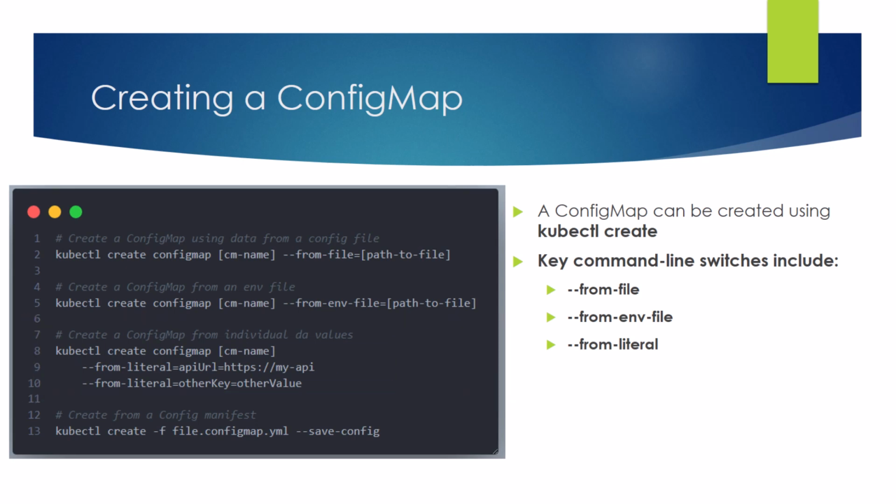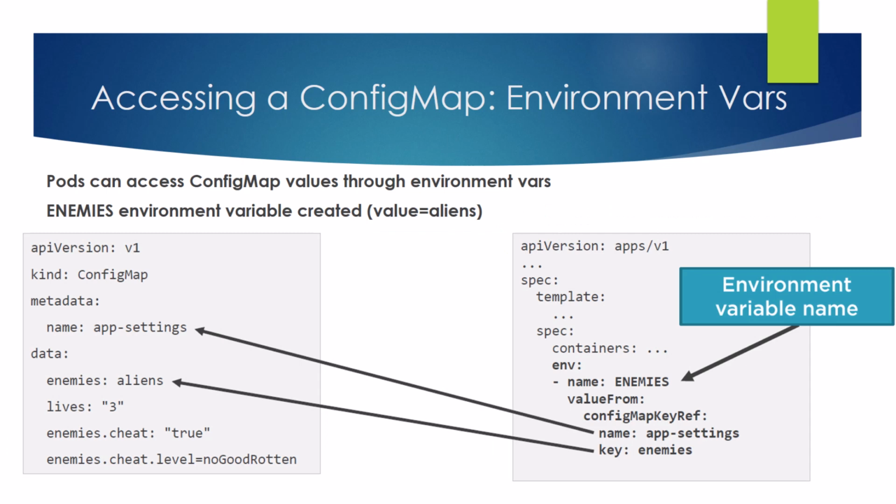So now that we have seen different ways of defining a config map, how would you actually use it? Well, that's what we are going to cover next. Let's look at the example of how we could actually load data from a config map into an environment variable.